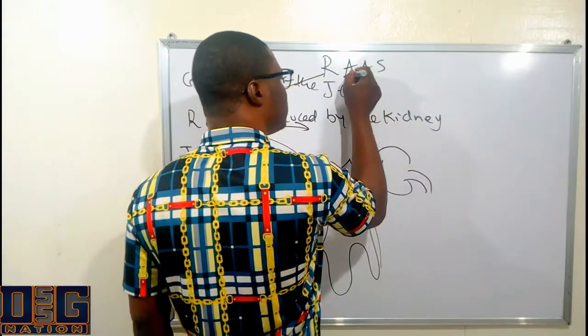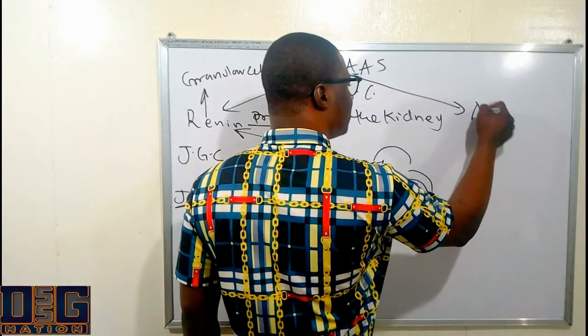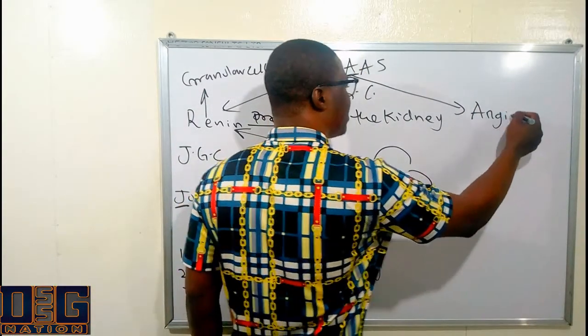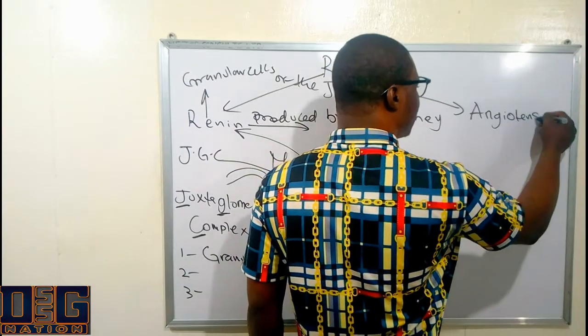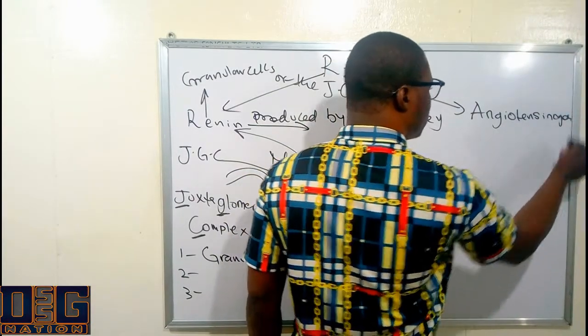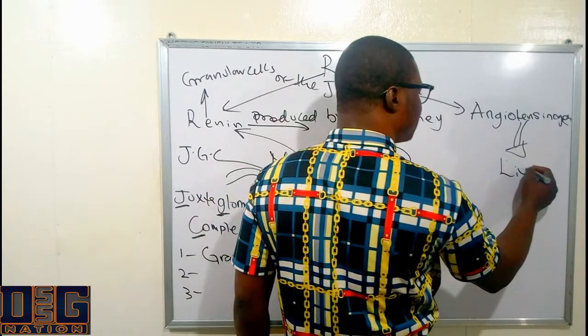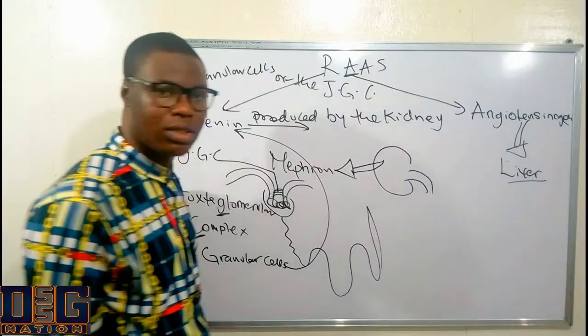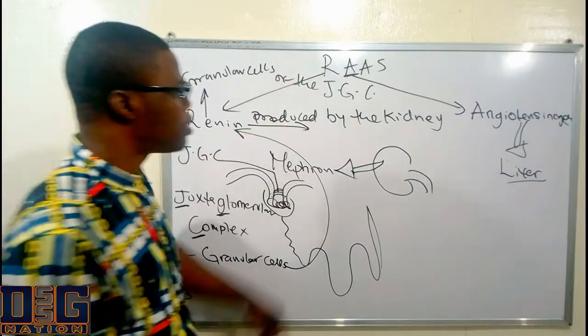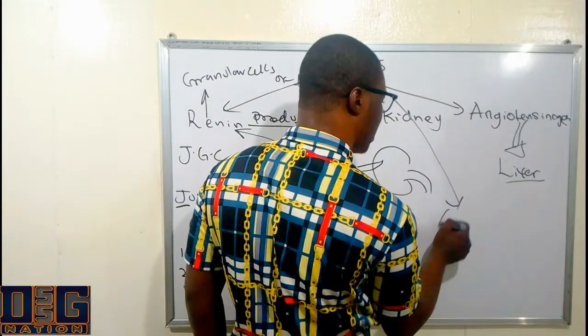Now the second one, the A. The A is angiotensin, but it has an inactive form called angiotensinogen. This angiotensinogen is produced by the liver, and that is the second thing. So the next one, aldosterone.